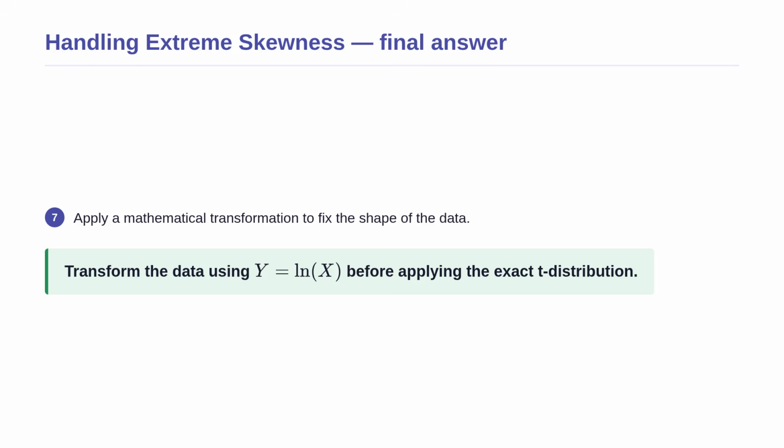To solve this problem and reach our final answer, the biologist must fix the extreme skewness. She does this by applying a logarithmic transformation to her data. By calculating y equals the natural log of x for every insect's reaction time, she pulls in those extremely slow times. This mathematical adjustment makes the lopsided curve look much more like a symmetric bell curve. Once the transformed data looks roughly normal, she can safely and accurately apply the exact student's t distribution to her sample to find the average reaction time.